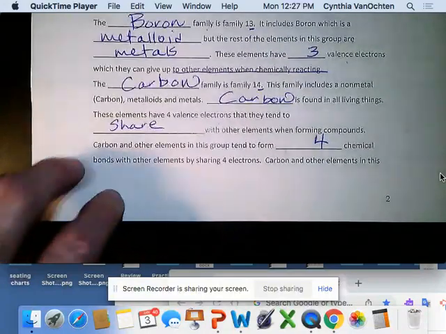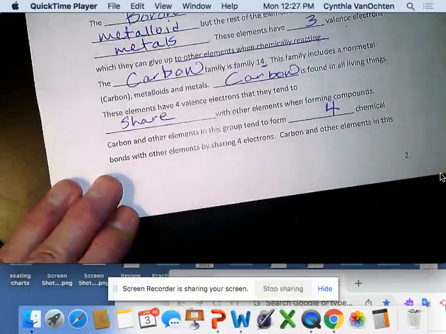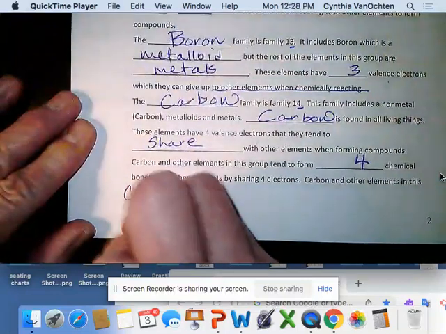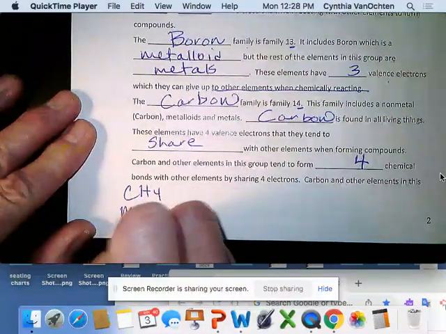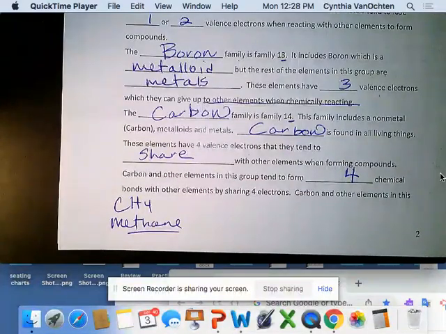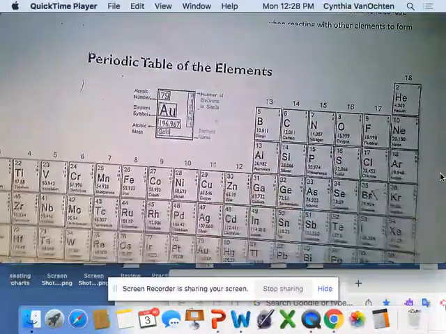Now, before you flip the page, I want to give you an example of why it works to share 4 electrons. Okay, so I want you to write down CH4. This is methane, which is natural gas, very common. And I told you carbon tends to make 4 bonds with other elements. So you're going to see why this works. Again, carbon has 4 valence electrons.